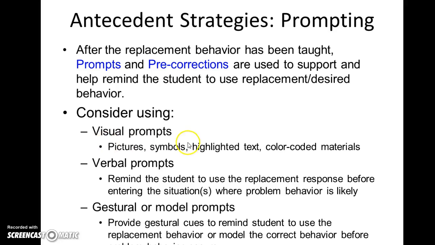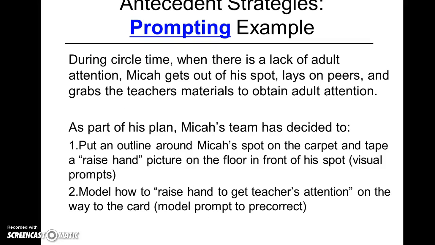So use pictures, symbols, or highlighted text, color-coded materials. Of course, you have to teach them what the prompts mean. Then there are verbal prompts, and gestures or model prompts. Pretty self-explanatory. Okay, so a prompting example. During circle time, when there's a lack of adult attention, Micah gets out of his spot, lays on peers, and grabs the teacher's materials to obtain adult attention.